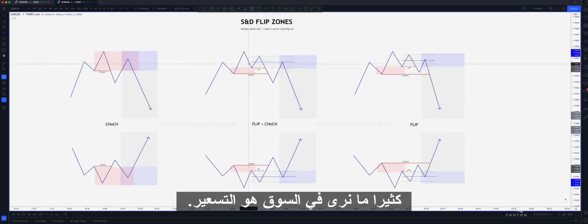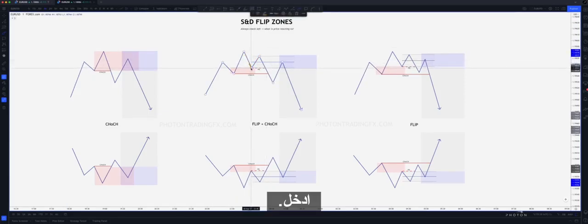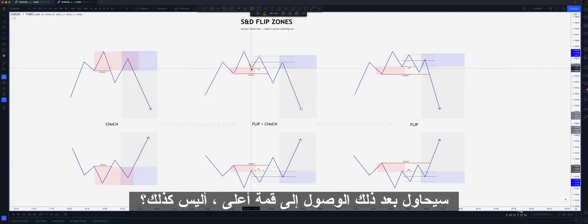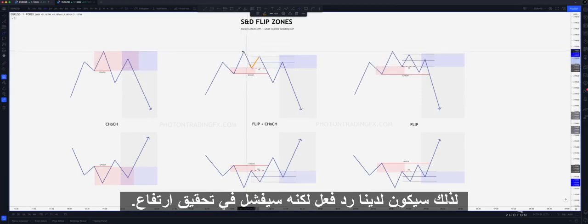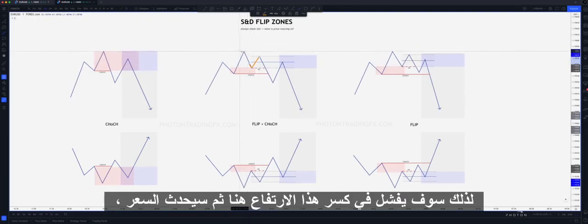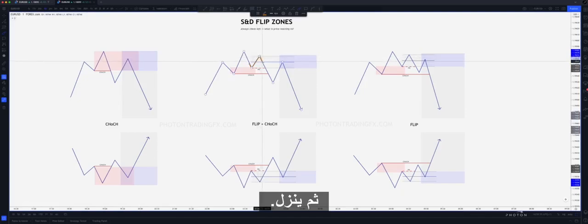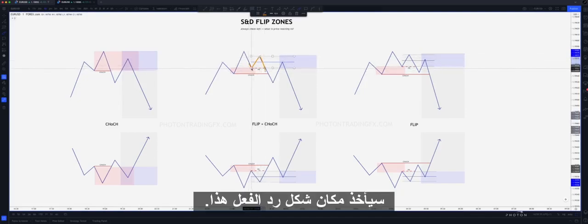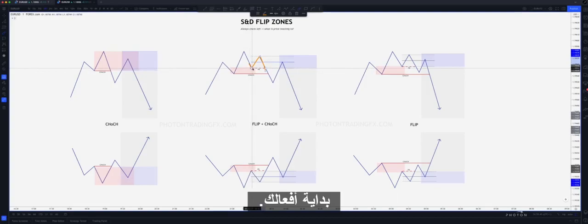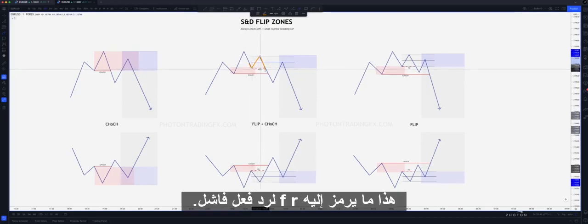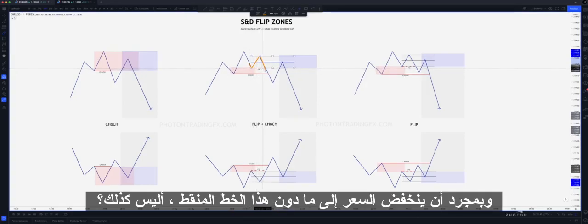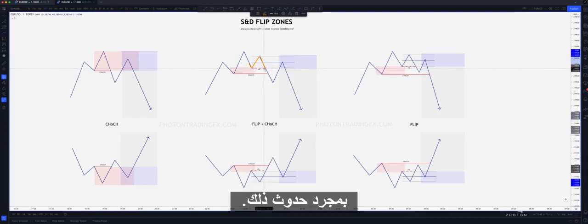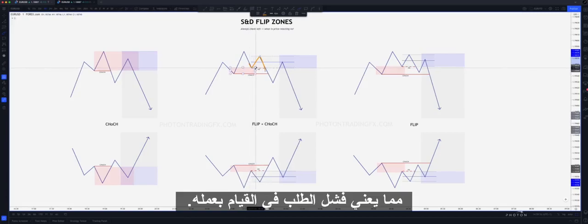But what we will often see in the market is price will come in, fill those buy orders, and then attempt to make a higher high. So it will have a reaction, but it will fail to make a higher high. It will fail to break this high here. Then price will come down and take out where that reaction formed, the start of the reaction. That is what FR stands for, a failed reaction. As soon as price goes below that dotted line, the reaction has now failed, which means demand has failed to do its job.